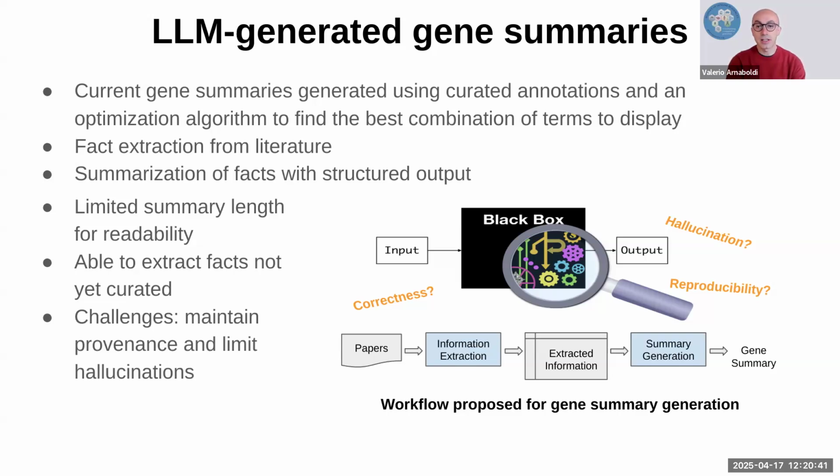Once we have this extracted information from the publications, in the second step, we use another LLM to generate a concise summary for the genes based on the extracted information. And also in this step, we're using structured output as much as possible and a very precise prompt to make sure that we're controlling as much as possible, reducing the hallucinations and having as much reproducibility and correctness in the final generated description as possible.